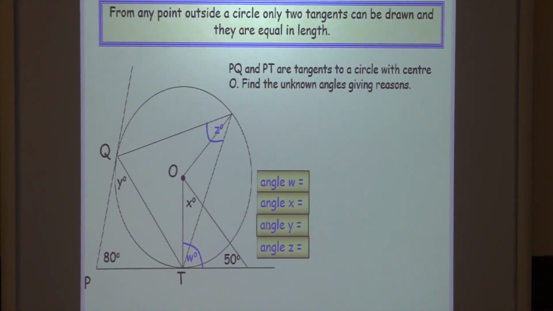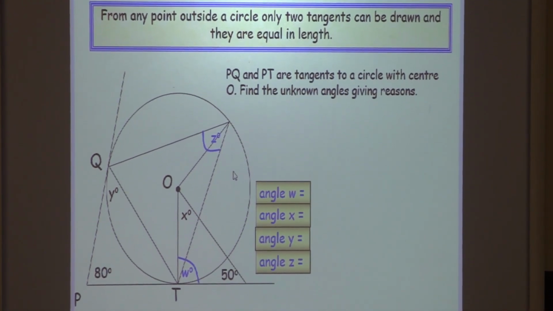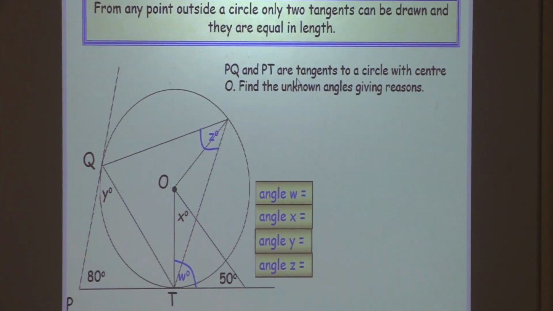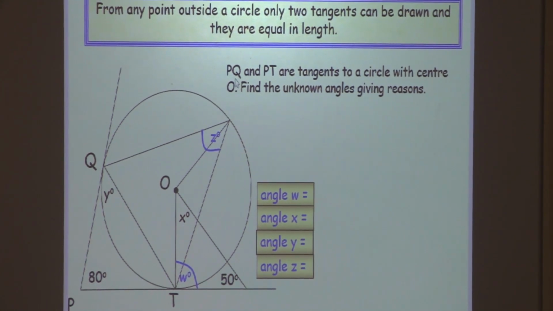Now we are not afraid of these types of problems. We are armed with our theorems, and we know that we will be reading this and it will be directing us to where we find the solution. From any point outside the circle, only two tangents can be drawn and they are equal in length. This is the tangent, this is the tangent. Let's read it. PQ and PT are tangents.